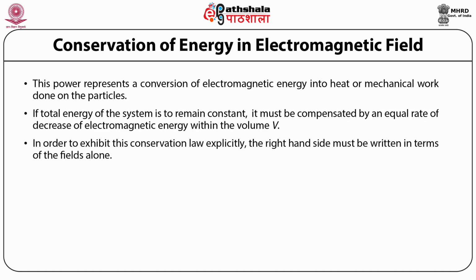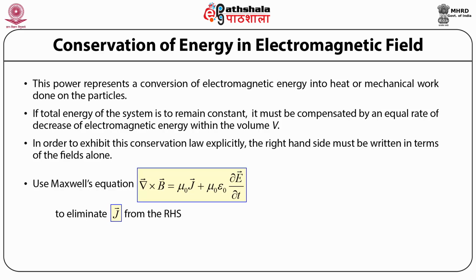In order to exhibit this conservation law explicitly, the right hand side must be written in terms of the fields alone. So we use Maxwell's second equation, which gives the curl of the magnetic field induction vector B equal to mu naught times the current density vector J plus mu naught times epsilon naught times the partial derivative with respect to time of the electric field E. We use this Maxwell equation to eliminate the current density vector J from the above expression for the work done or the power.